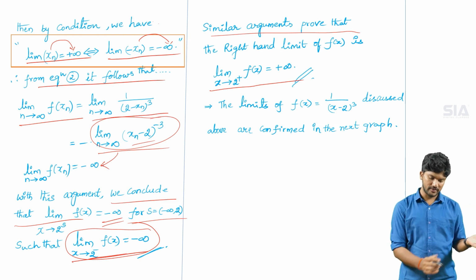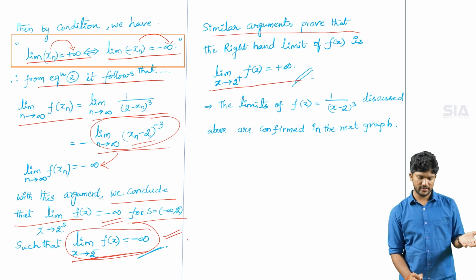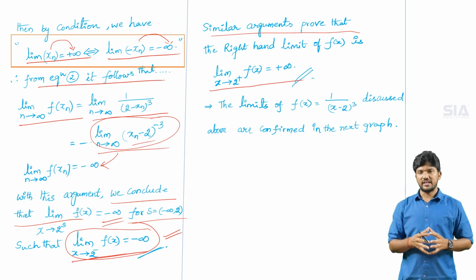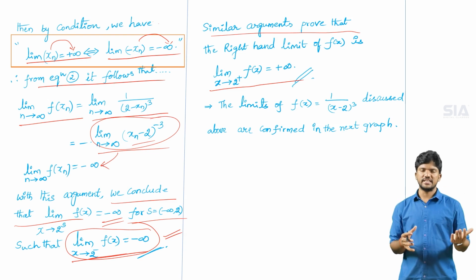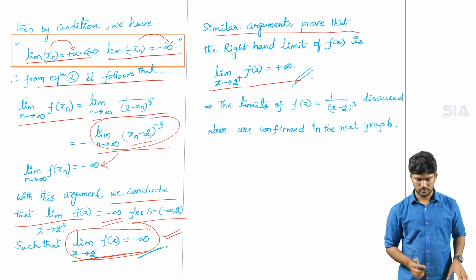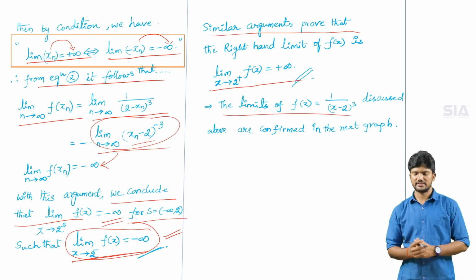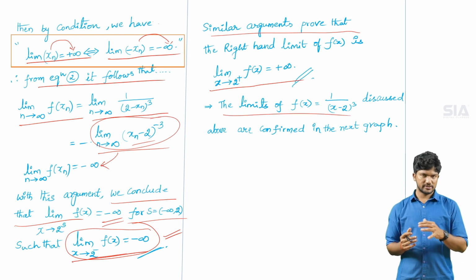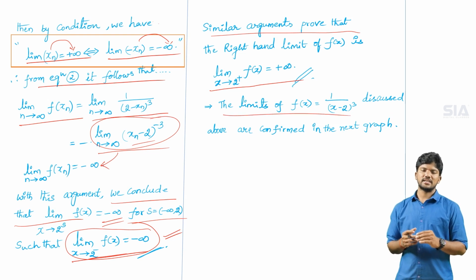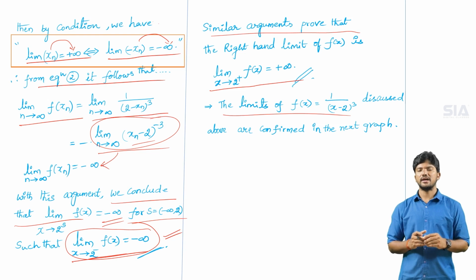The left hand limit of the given function is equal to minus infinity, but the limit of the given function is equal to 0 at x is equal to 2. So therefore the limits of f of x equal to 1 by (x minus 2) whole cube discussed above are confirmed in the next graph.